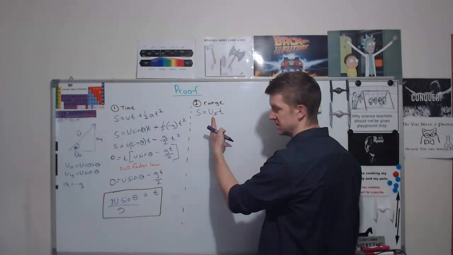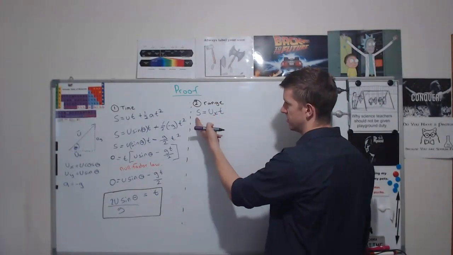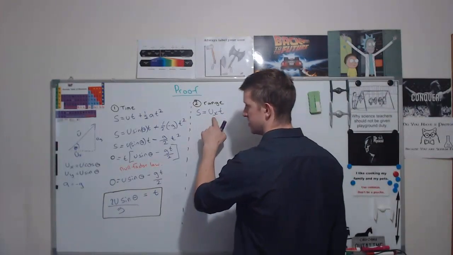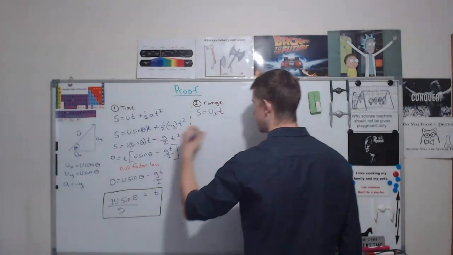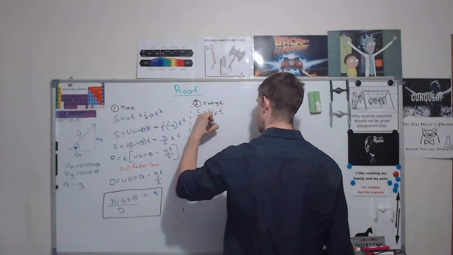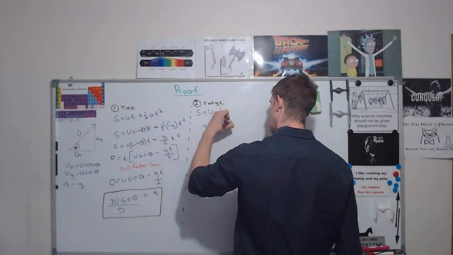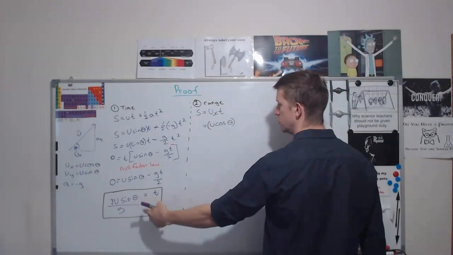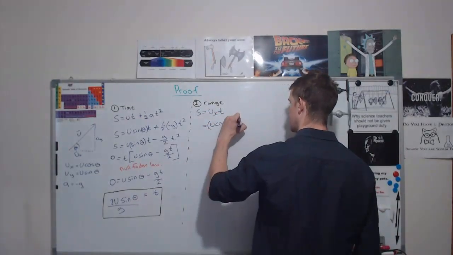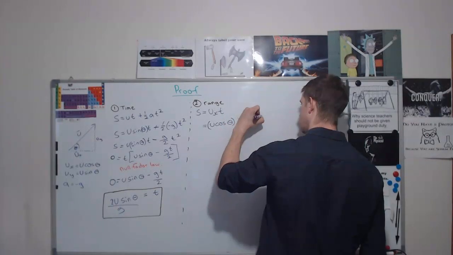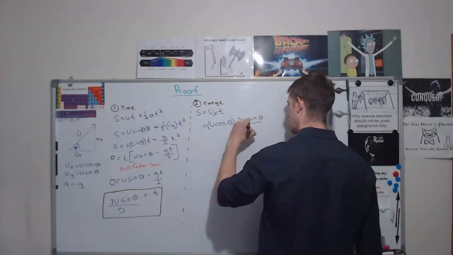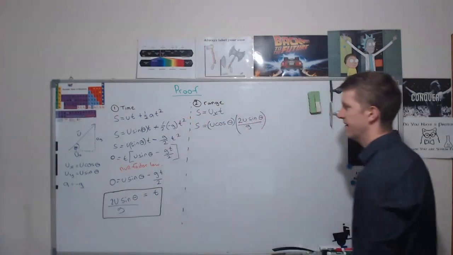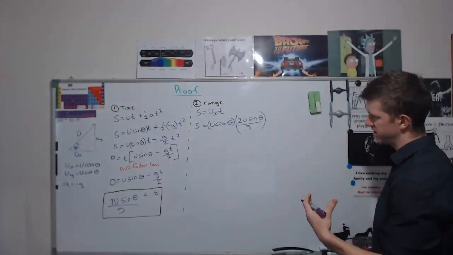My x component velocity times time. So distance traveled is just velocity times time. But I know these two now. Ux is u cos theta. And t, I just found, is 2u sine theta on g. So 2u sine theta over g. So I just substitute those in, and now I've got an expression for s.